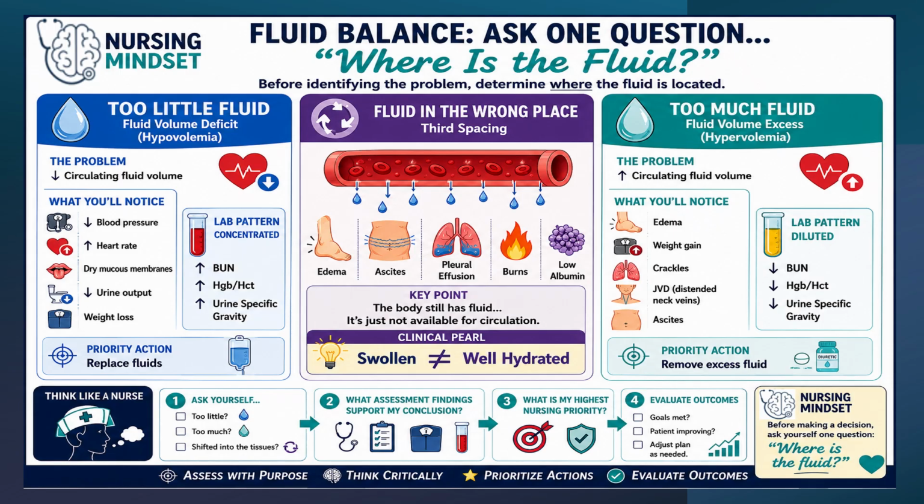If you can answer that question, you'll begin recognizing patterns instead of just memorizing lists. You'll understand why laboratory values change through hemoconcentration and hemodilution. You'll recognize why a swollen patient may actually have decreased circulating volume. And most importantly, you'll be able to prioritize nursing actions that your patients need. That's the nursing mindset. Keep developing yours.